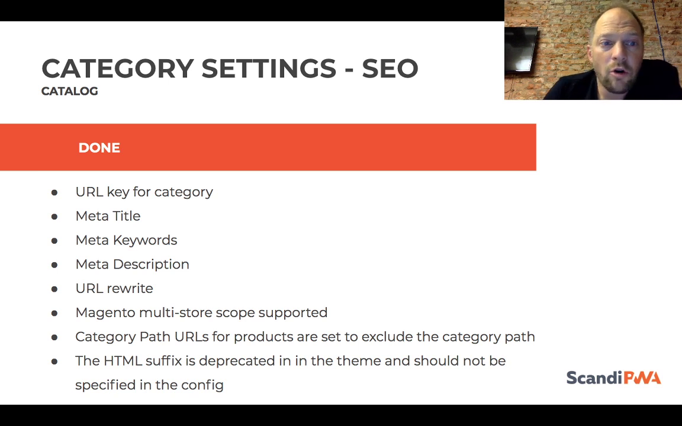Category setting, SEO. URL key, meta title, keyword description, URL rewrites are supported. Multi-store is supported as well. Category path URL for products is set to exclude the category path. So it's canonical with product URL key. HTML suffix is deprecated and should not be specified in the config. So we don't see nowadays a lot of stores having HTML, so it's not part of React kind of setup, so it's not there. Because of different technology stack on the front end, more modern, more elastic.